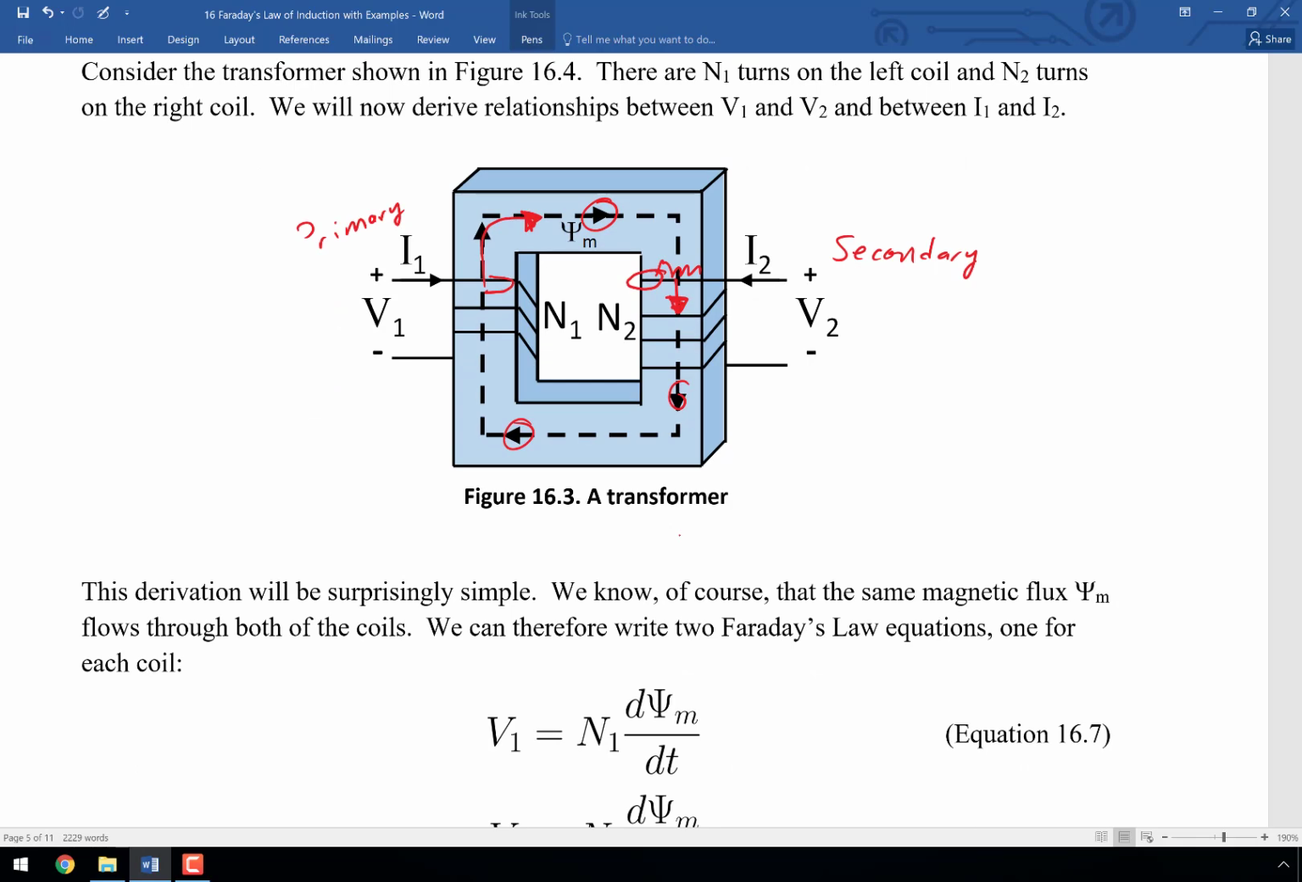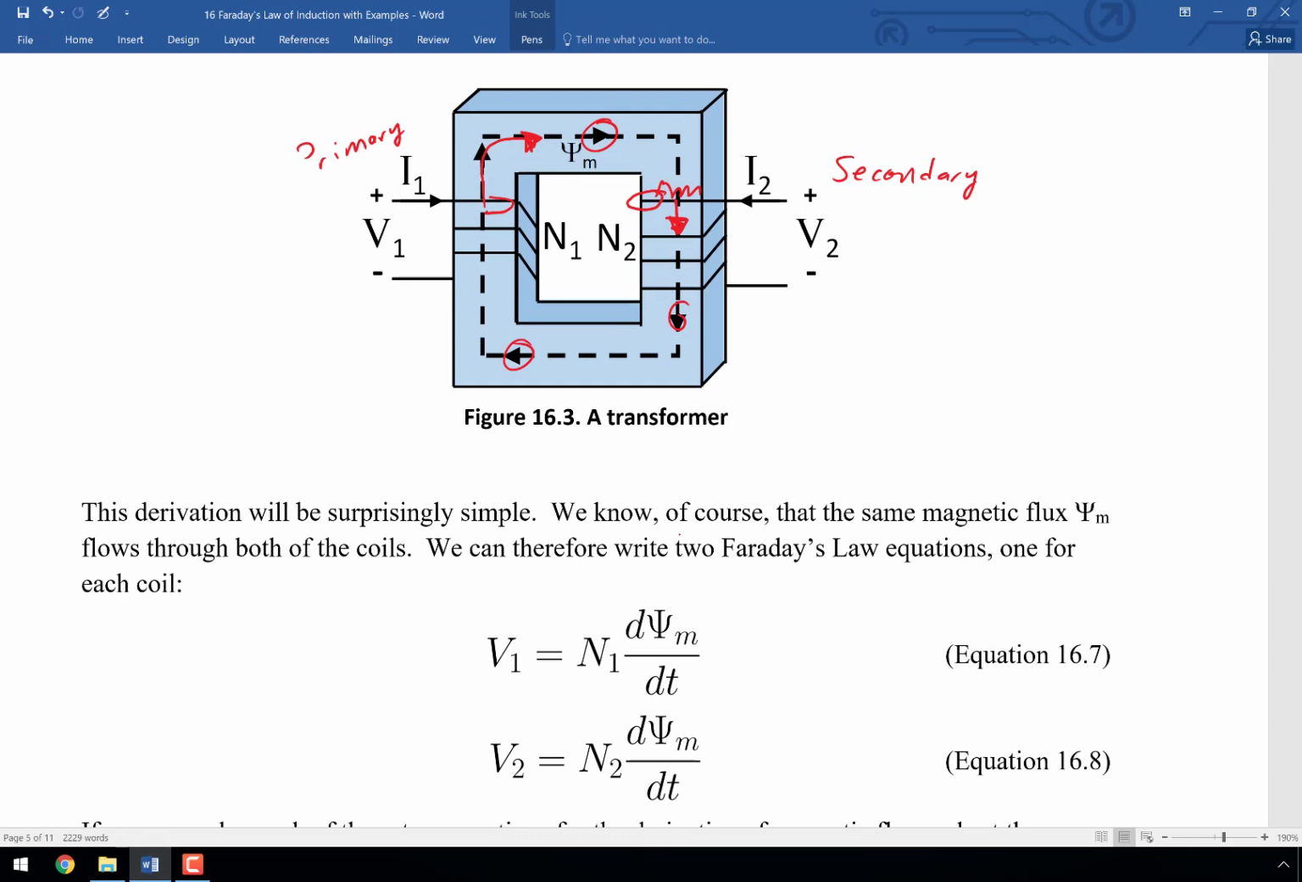So a derivation of the relationship between V1 and V2 is really very simple. We know that Faraday's law has to be true for the primary coil, and Faraday's law has to be true for the secondary coil.